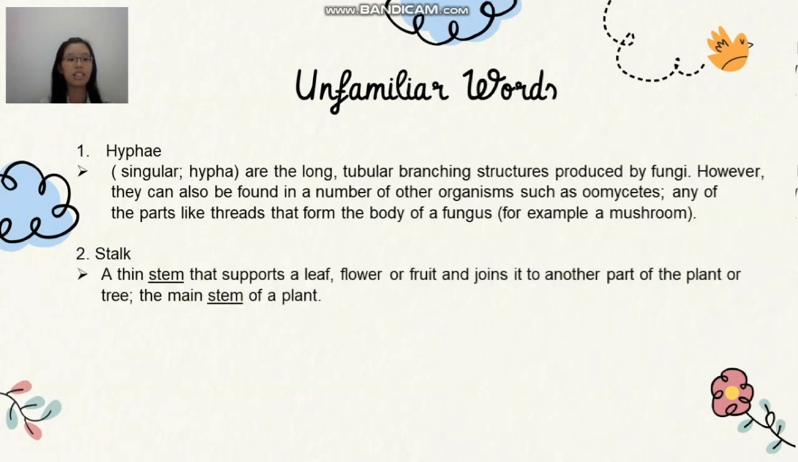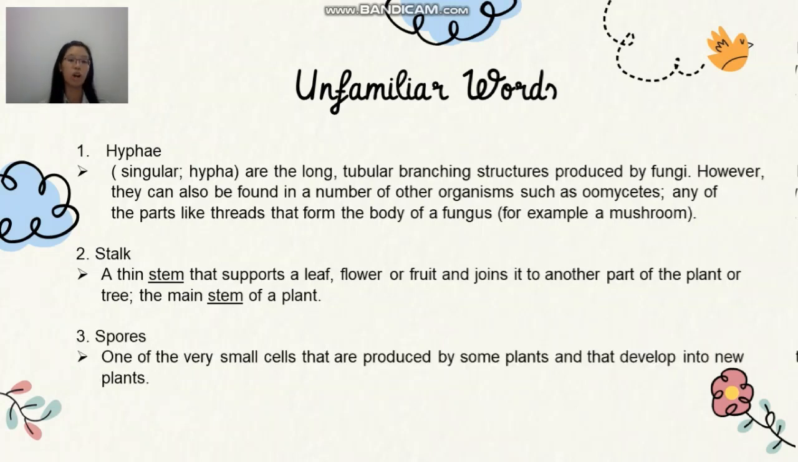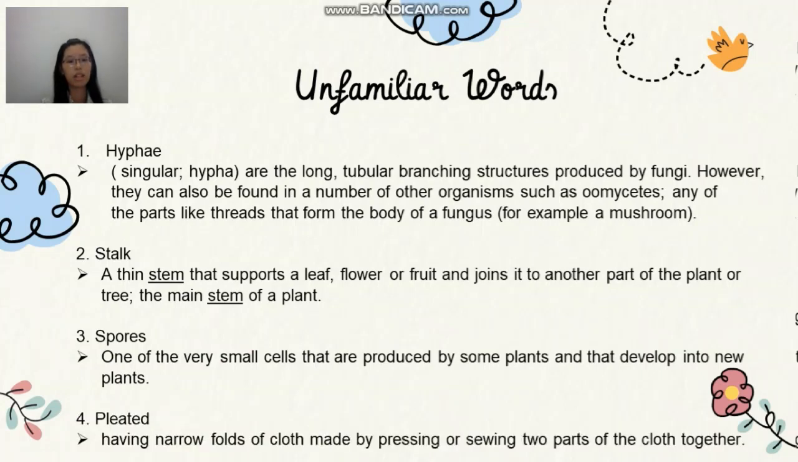The second one is stalk, a thin stem that supports a leaf, flower, or fruit and joins it to another part of the plant or tree, the main stem of a plant. The third one will talk about spores. Spores are very small cells that are produced by some plants and that develop into new plants. The fourth is pleated, having narrow folds of cloth made by pressing or sewing two parts of the cloth together.